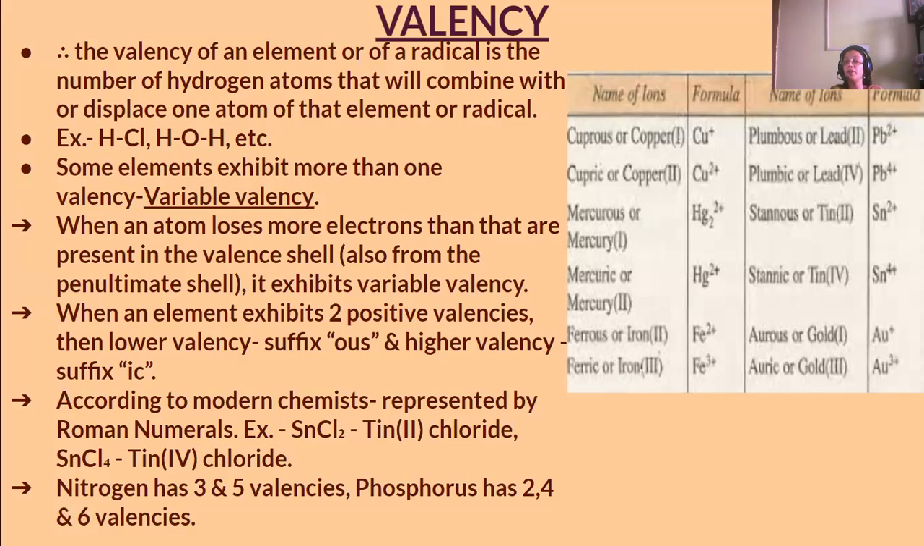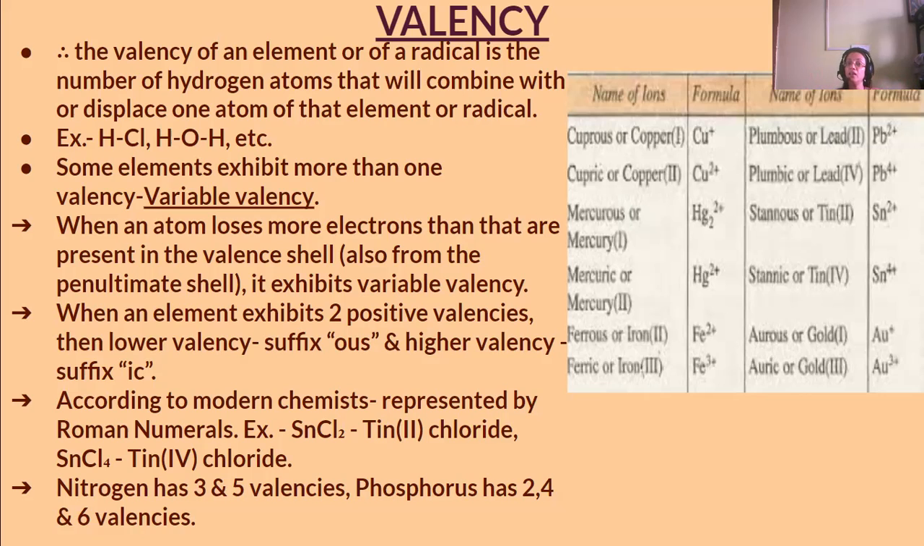So the valency of an element or of a radical is, what is that? It is the number of hydrogen atoms that is combining with or displaces one atom of that element or radical. Okay. Then some elements exhibit more than one valency. So you understood the valency of an element or a radical: the number of hydrogen atoms which is combining with or displacing one atom of that element, or it can be combining with a radical also and displacing one atom of that radical.